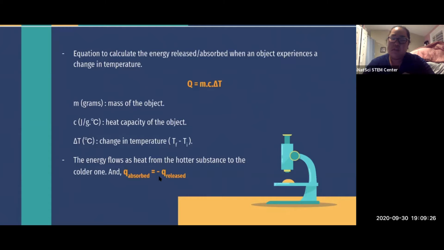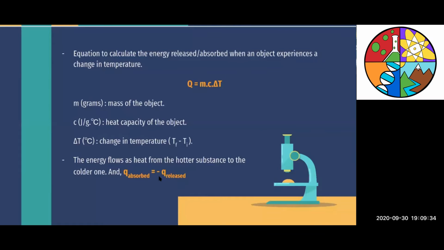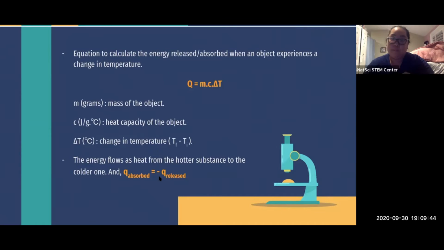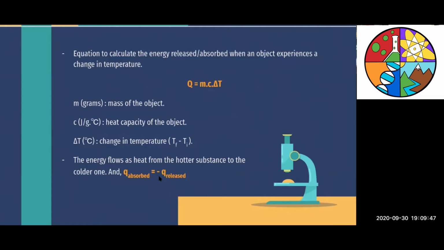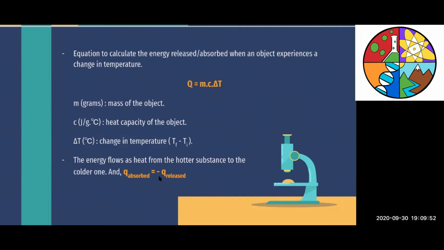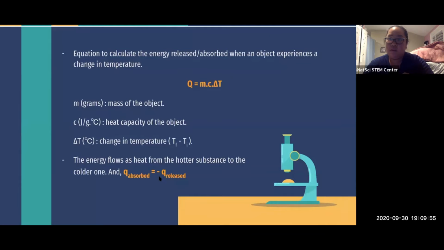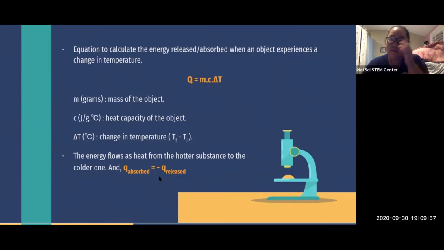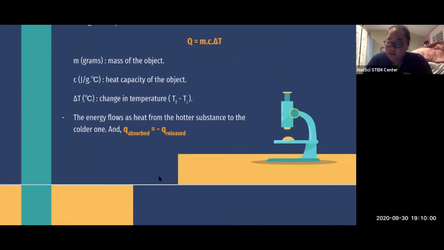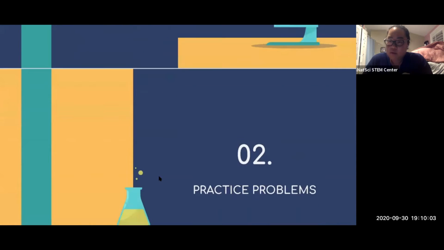So this is just drawing a relationship between the energy that is released and absorbed. We can say the opposite, that Q released equals minus Q absorbed, because this is like algebra. This depends on how it's set up. So this is just the basics of the relationship. Okay, so we'll do the practice problem.